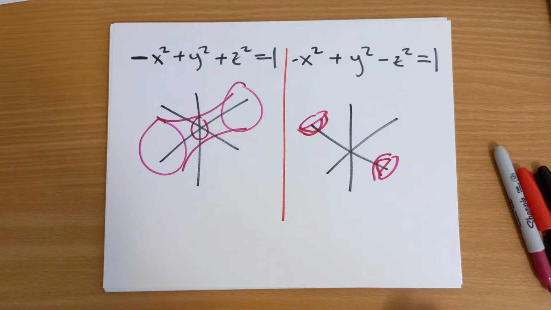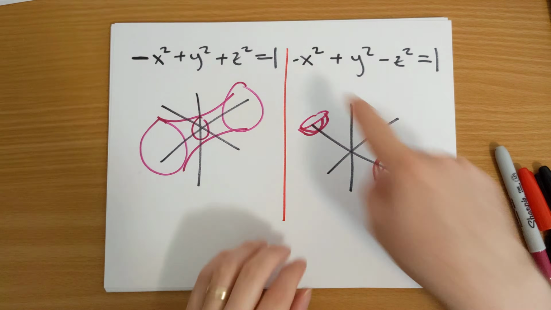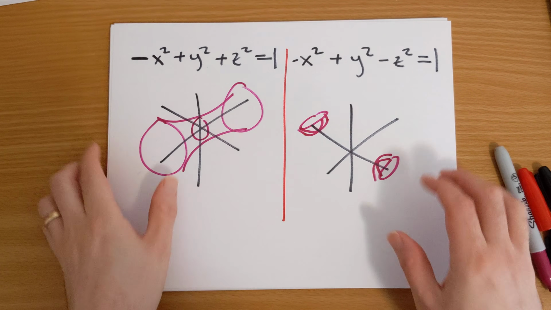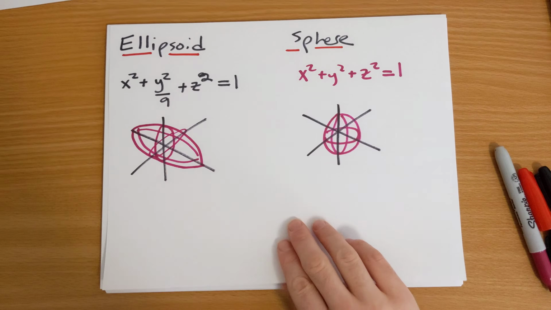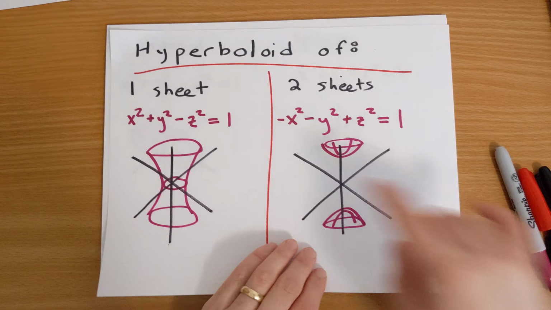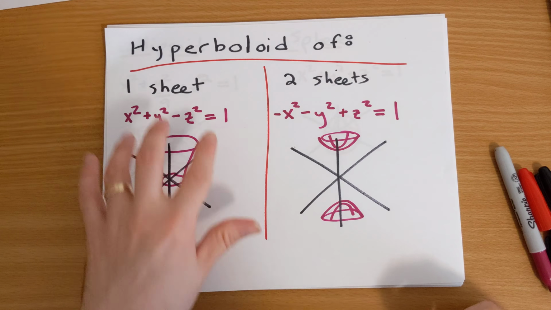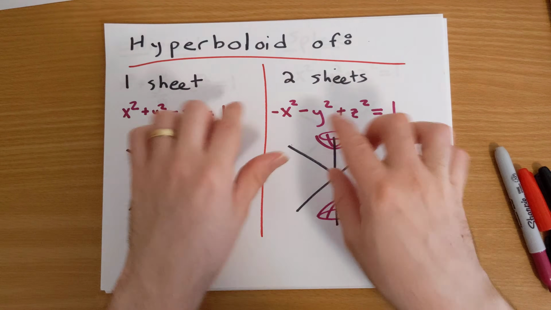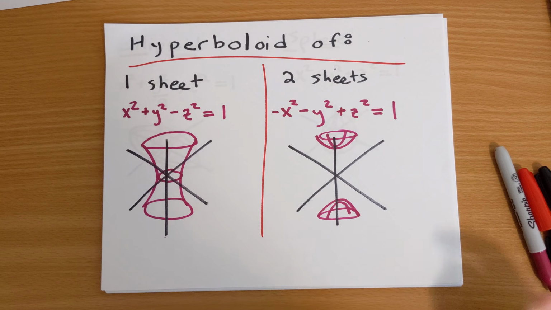My hyperboloid here is going to be centered on the y-axis. And if we move the plus sign to the x squared term, it would be centered on the x-axis. So these first three that we've looked at, the ellipsoid and the sphere, the hyperboloid of one sheet and two sheets, all have three quadratic terms on the left, maybe with minus signs in the hyperboloid cases, equal to a constant 1 on the right.